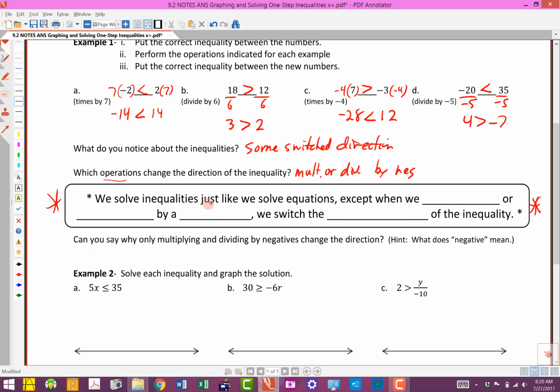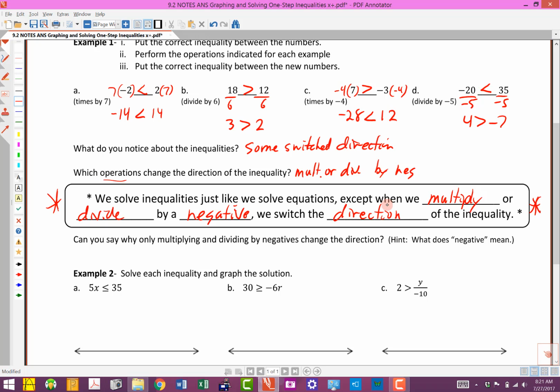So we solve inequalities just like we solve equations. All the rules are exactly the same, except when we multiply or divide by a negative. That's the only time we have to do anything different. Anything else, simplifying, distributing, collecting like terms, adding and subtracting something from both sides, is totally okay. But if we multiply or divide both sides by a negative, then we switch the direction of the inequality. What we mean by that is if it was a less than before, we change it to a greater than, or if it was a greater than, we change it to a less than. So we just change the direction of the inequality.